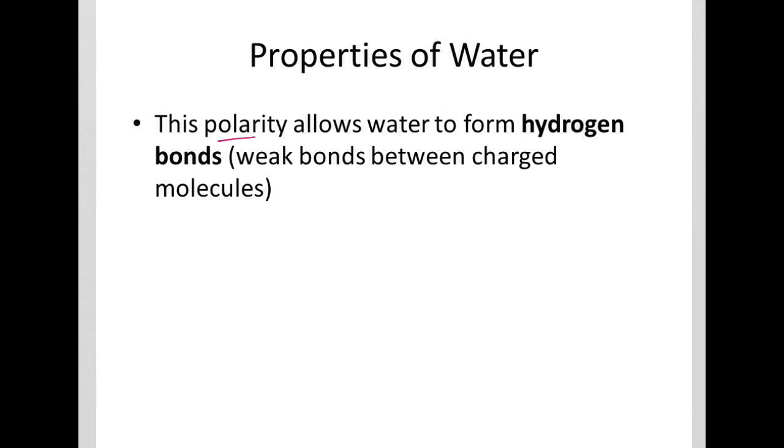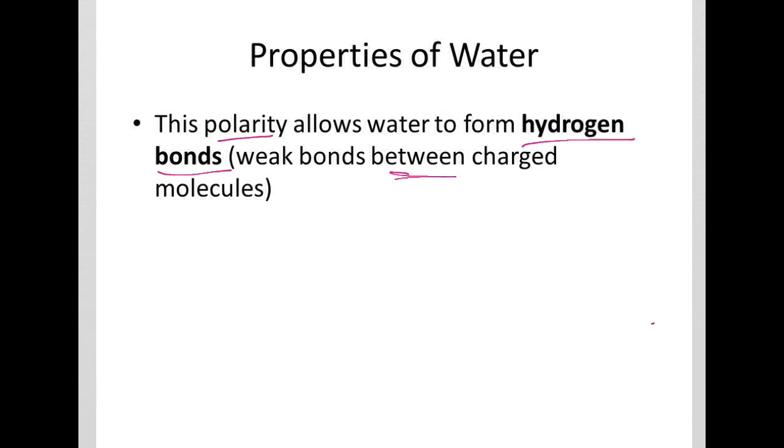This polarity allows water to form things called hydrogen bonds. All right, hydrogen bonds were not covered in our bonding video because they're going to be very weak bonds, and they exist between molecules, not to make molecules. All right, so the molecules are already made when hydrogen bonds come into play. These bind whole molecules together.